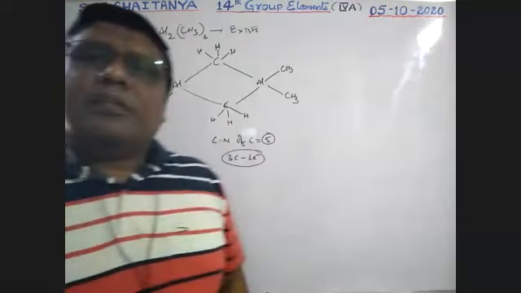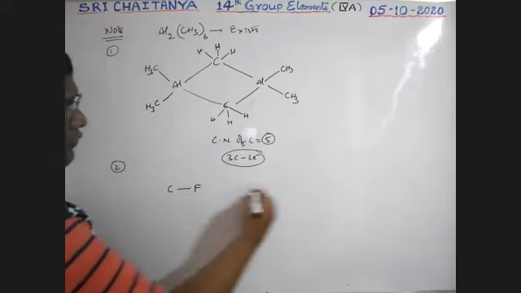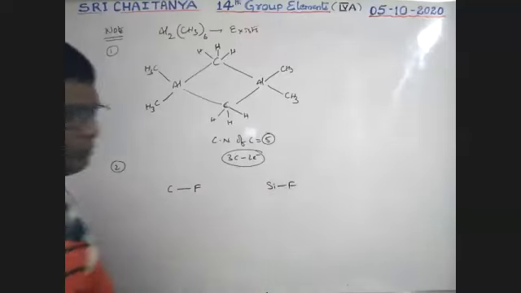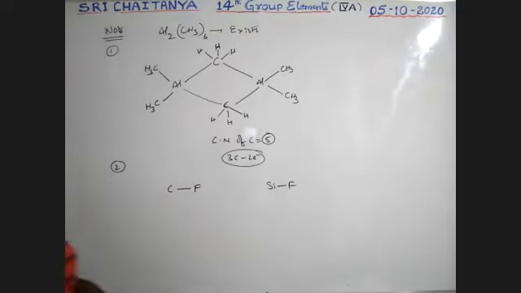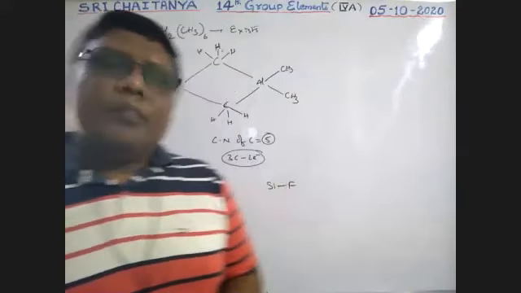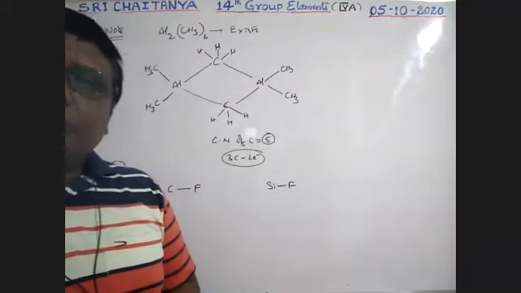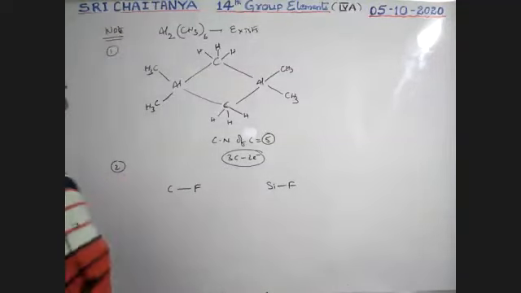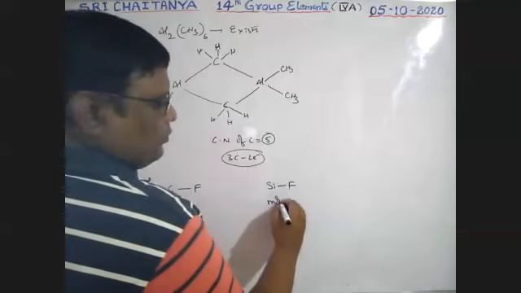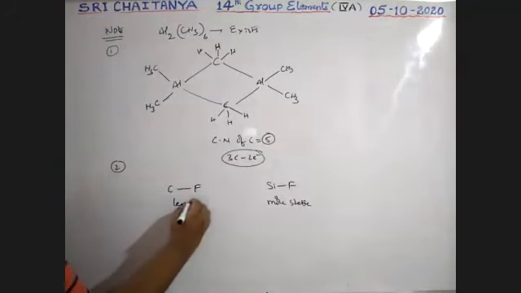So see here, I am taking note point 2. Among C-F and Si-F, which is the more stable bond? Tell me. Among C-F and Si-F, which is the more stable bond? So the more stable bond is this one only. This is less stable.